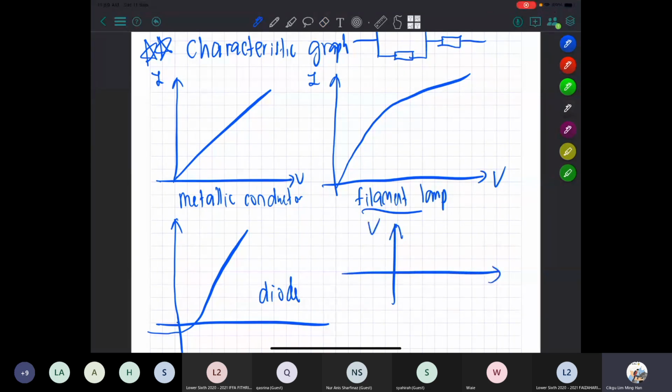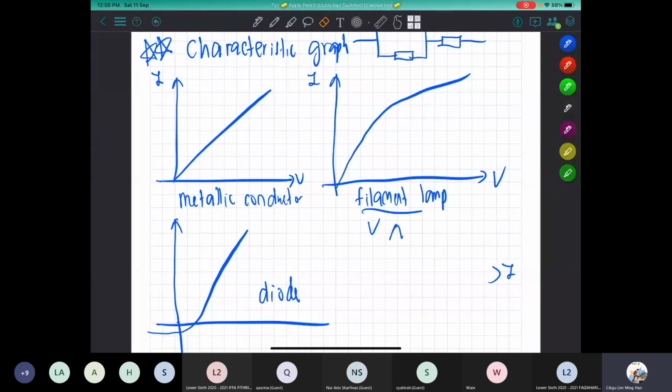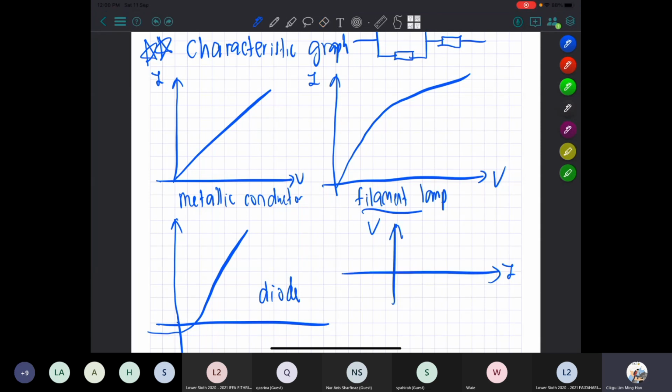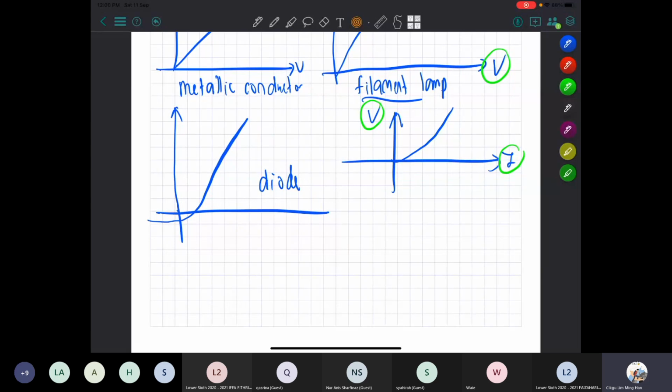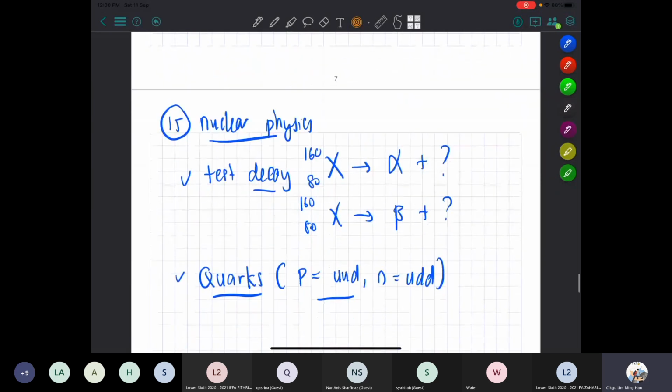Let's say now you have a VI graph. So the graph is how? Yeah, it's going up. Even worse, it's going up. So be careful about the variables. If it is I over V, it goes down. If it is V over I, it goes up. So please bear in mind for this. And the diode there is a sudden jump.